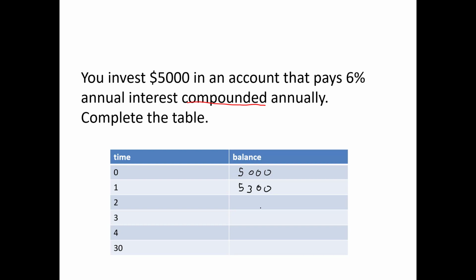So the next year, they're not going to pay you another $300 because you have more money in the bank. You're going to get paid more. So what you're going to do is multiply the 5,300 by the 1.06, and you will get $5,618. Notice that the first year you made $300. The next year you made $318. It should make sense that you made more money because you had more money in the account.